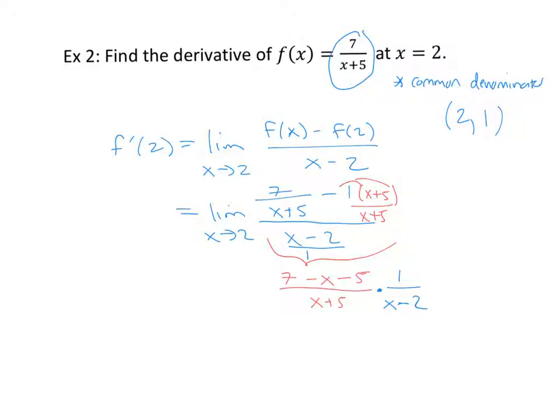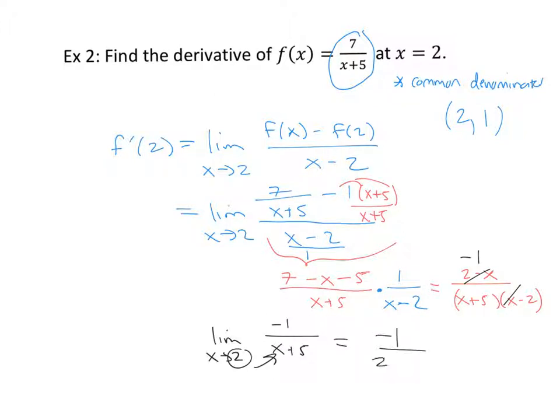The numerator becomes 7 minus 5 is 2, so it's 2 minus x. So I get 2 minus x over x plus 5, x minus 2. And this divides to produce a negative 1. So now I can bring back the limit because everything's simplified, and we plug in. Okay, so that is the derivative of f of x at x equals 2. That's the slope of the tangent line to the curve at x equals 2.